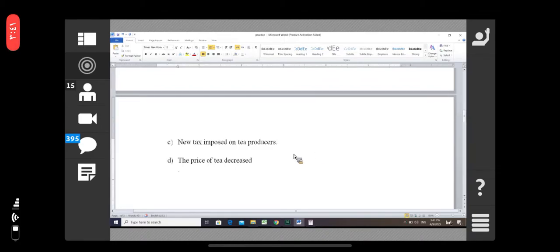A new tax imposed on tea producers. There are new taxes imposed on the producers, the manufacturers. So will this lead to an impact on the demand or the supply? Yes, a new tax imposed on the tea producers will affect supply. So supply will decrease, by doing a shift or movement.